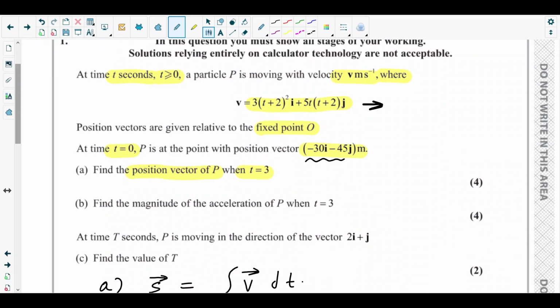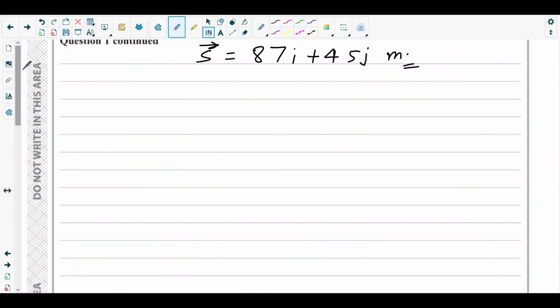Fine. Okay, next is part B. In part B, the question is asking to find the magnitude of the acceleration of P when t equals 3 seconds. The velocity vector is given there, so we will use this velocity vector to find the acceleration vector. Basically, the acceleration vector of particle P can be found by differentiating the velocity vector, because acceleration is the rate of change of velocity, right? So let's differentiate the velocity vector to get the acceleration vector.